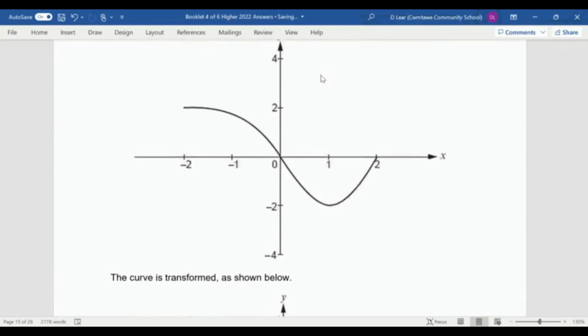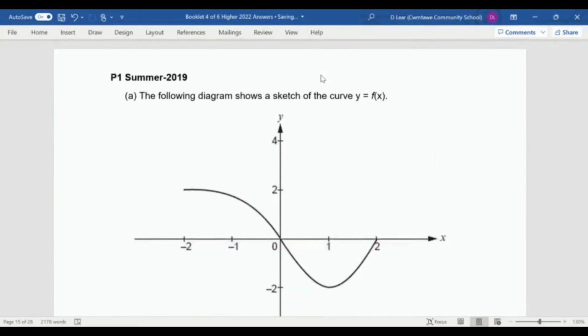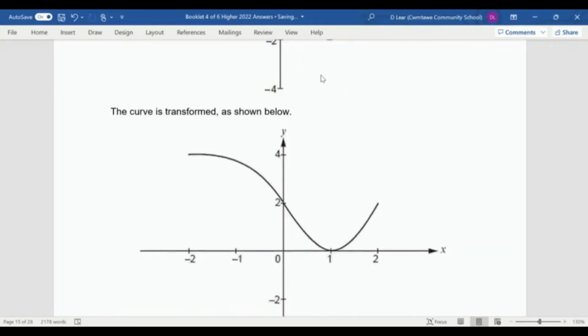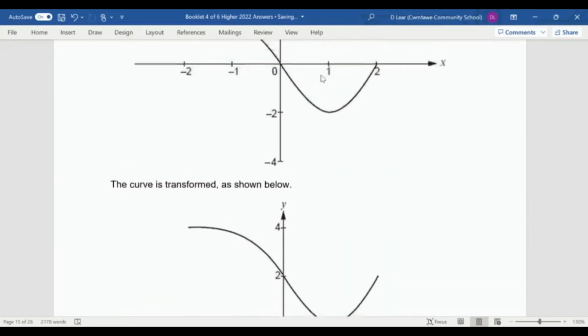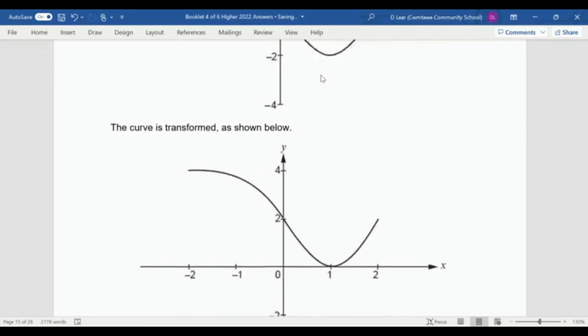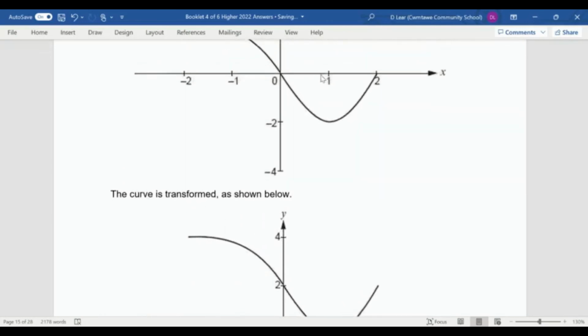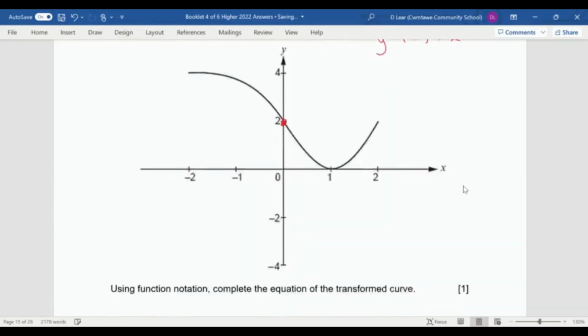Okay, let's just talk through a few more now. This curve has transformed to this. Take a little look at it. Has it moved up, down, left, right, or reflected? Well, it's clearly moved up. Okay, how far up? Well, take a point, always the best. Take a point. That was at 0 there. Where is that point on there? It's now there. So this is a movement of 2 up.